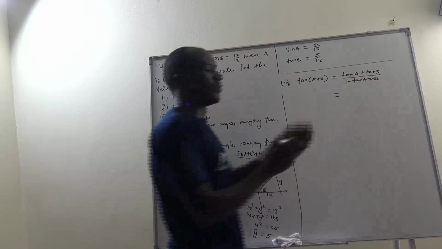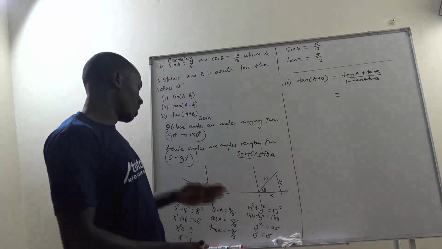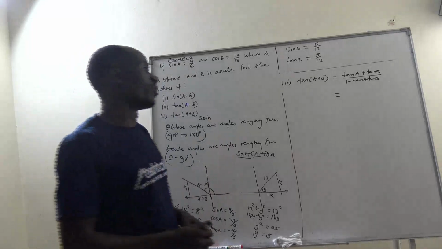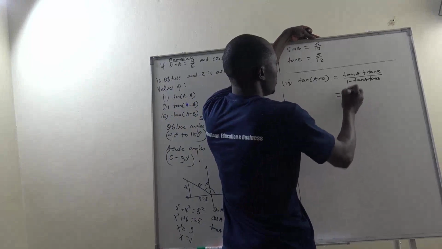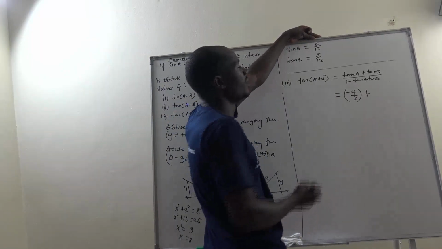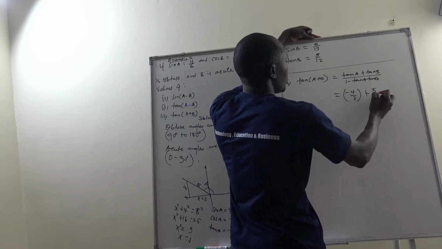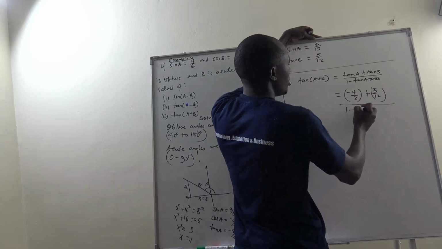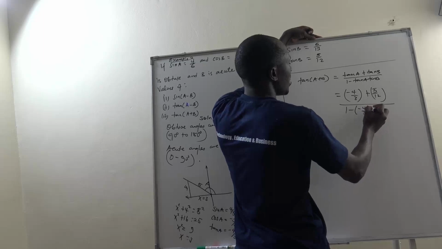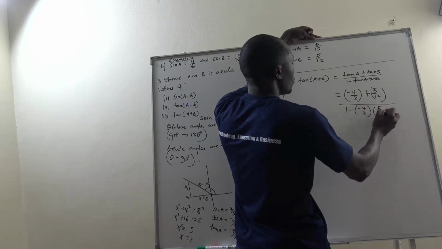But do we know tan of A? We see on our expressions. Tan of A is given as negative 4 out of 3. We substitute negative 4 out of 3 plus, do we know tan of B is already 5 out of 12? All over 1 minus tan of A, negative 4 out of 3, tan B is already 5 out of 12.